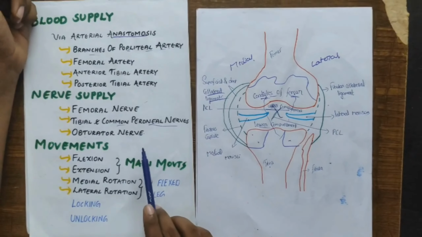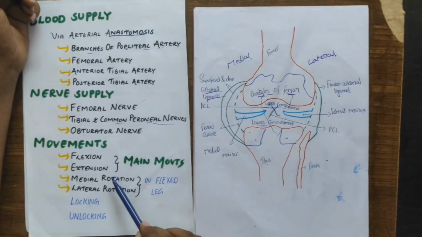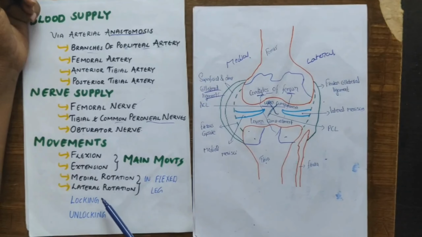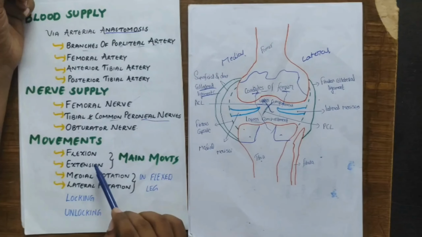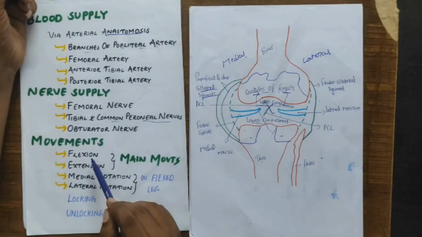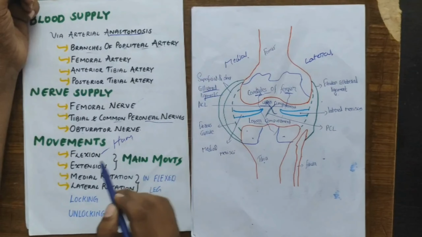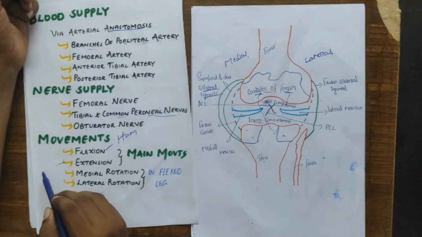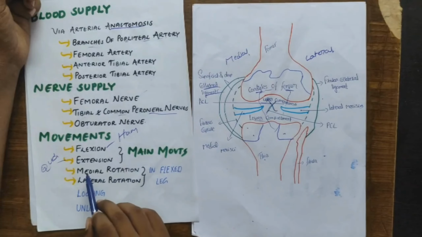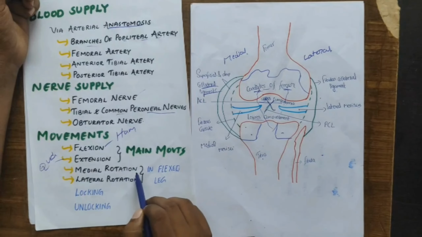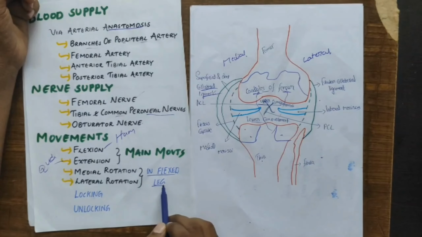Coming to the movements, there are 6 movements: flexion, extension, medial rotation, lateral rotation, locking and unlocking. The main movements are flexion and extension. Flexion of the knee joint is done by hamstrings. Extension is done by quadriceps. Medial rotation and lateral rotation are done in the flexed leg only.